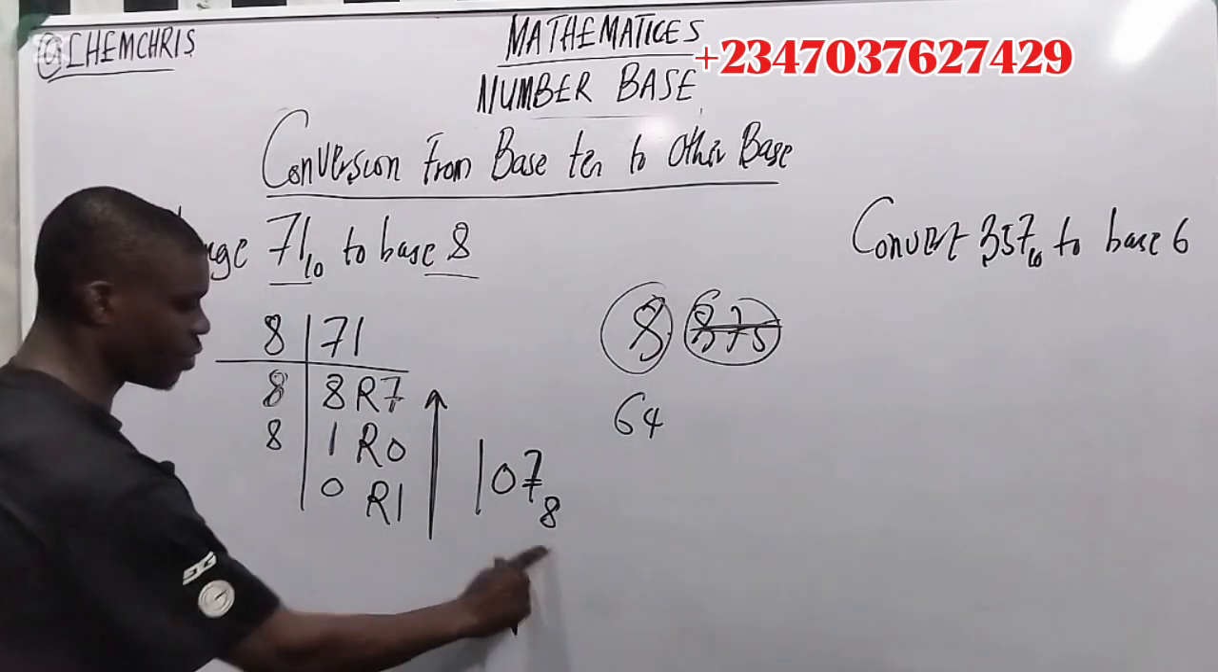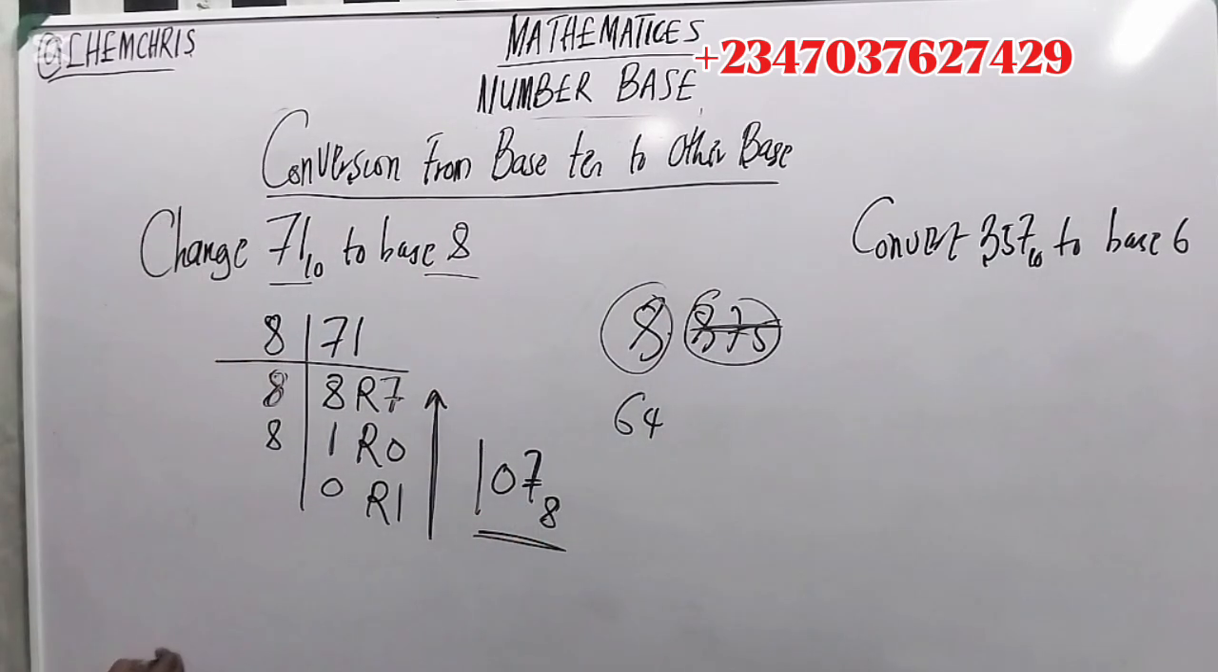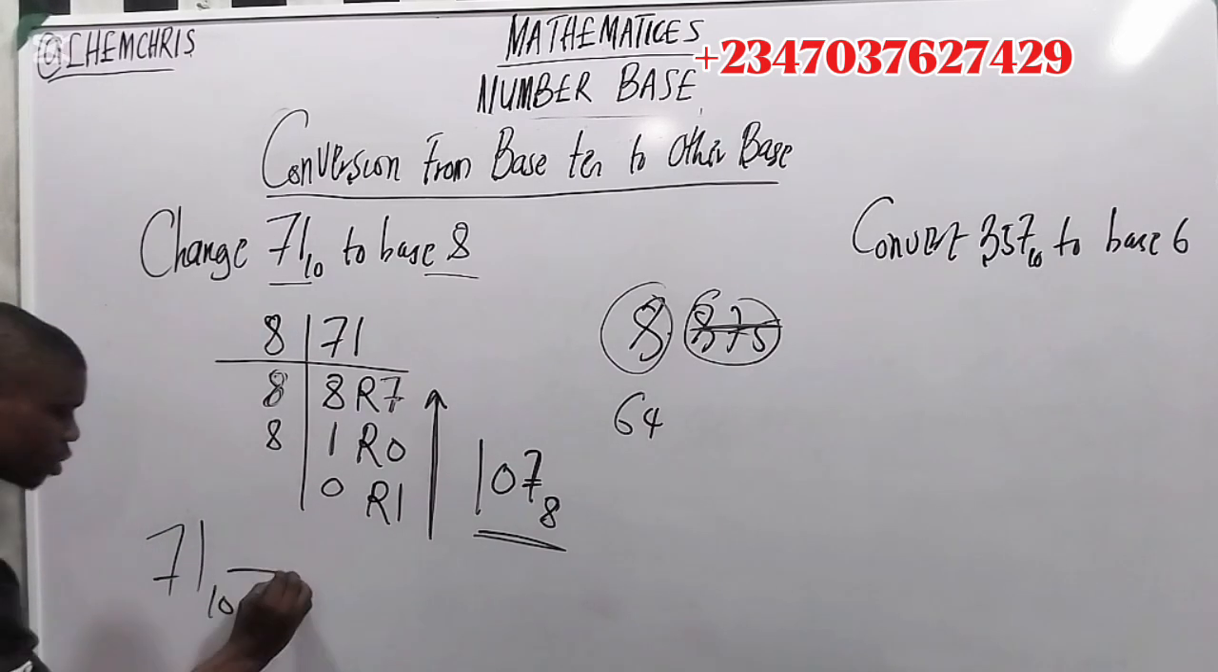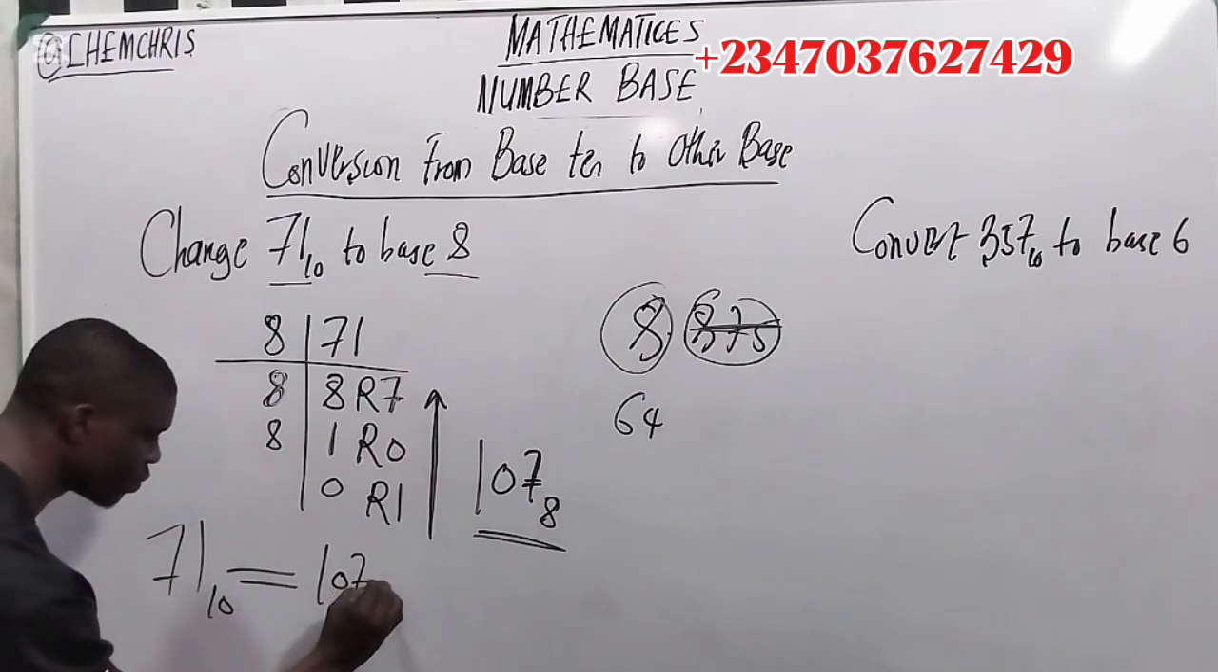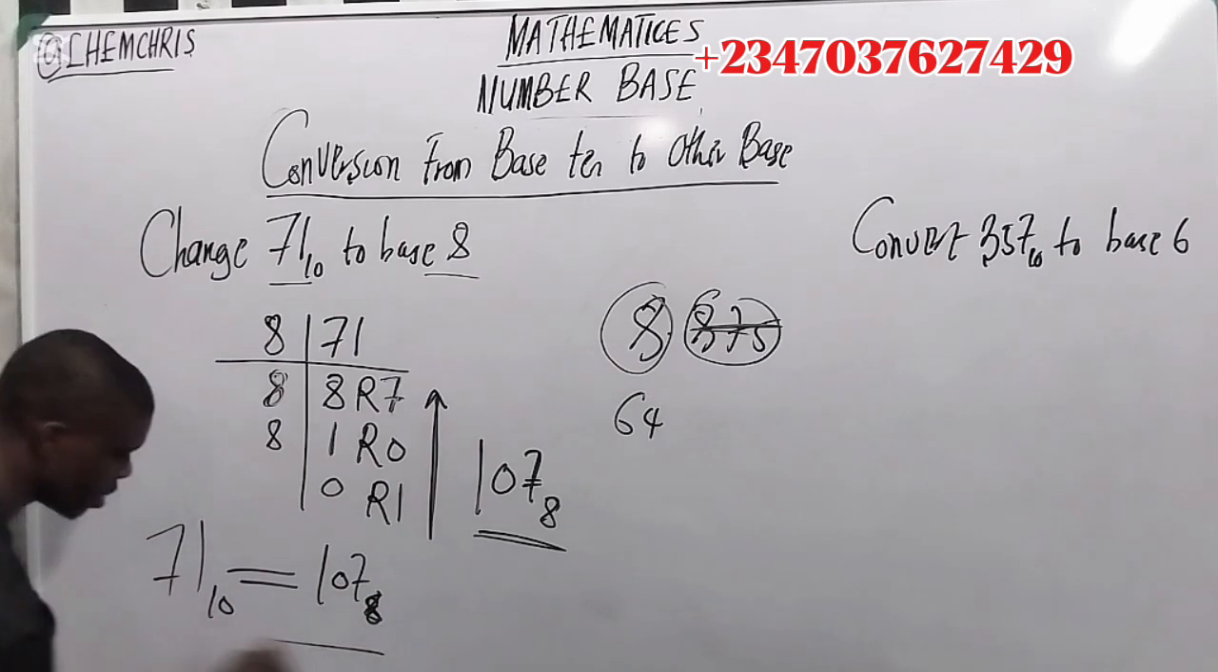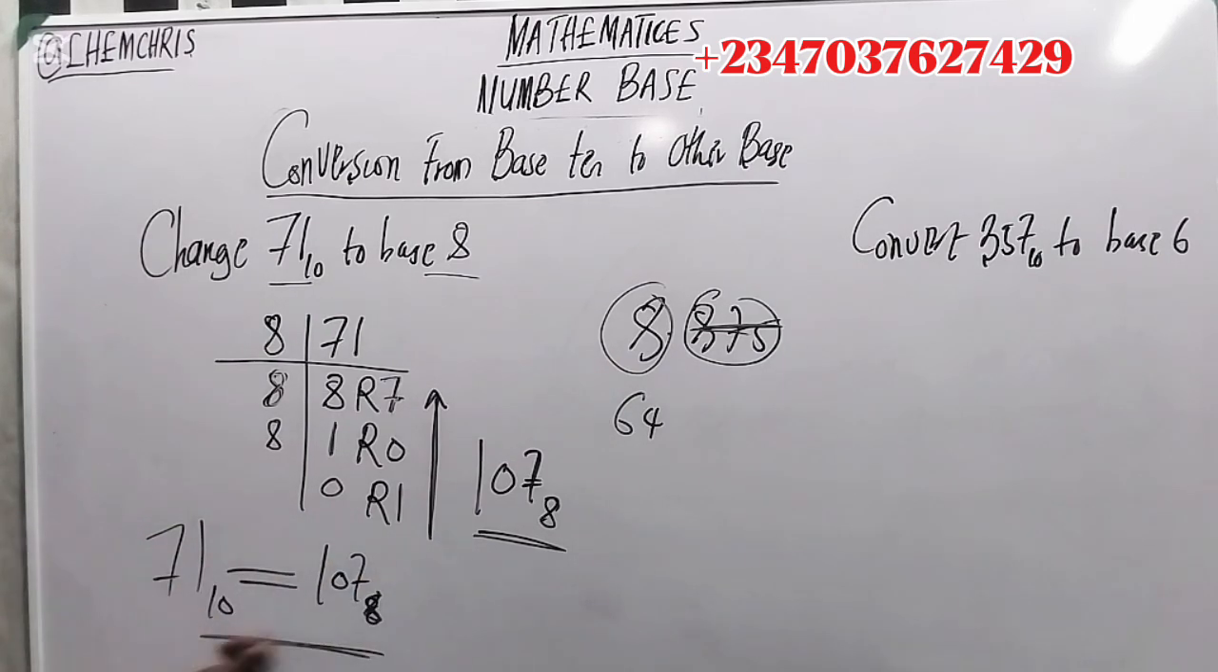To this other one here. This is how you do it. Right? So now it's going to be what? 7110 is equal to what? 1078. That is it.